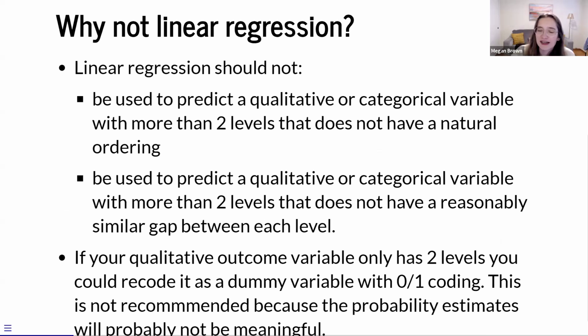A lot of this chapter is like, why not linear regression and why should we not do the method that we just learned about? So there's going to be a lot of like, why not this? Linear regression shouldn't be used to predict categorical variables with more than 2 levels that don't have a natural ordering like stage 1, stage 2, stage 3, or a reasonably similar gap between each level. You could recode a binary variable to 0, 1, but you most likely end up with negative probabilities, which tend to not be very meaningful.